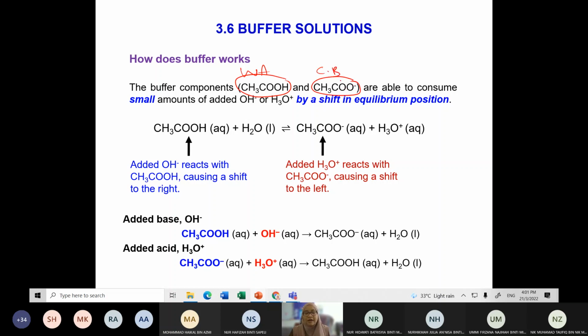Okay, the salt that contains the conjugate base. Okay, so the buffer components of these are able to consume small amount of added OH minus and H3O plus. Kalau banyak sangat letak acid base kat dalam tu, dia pun tak tahan.